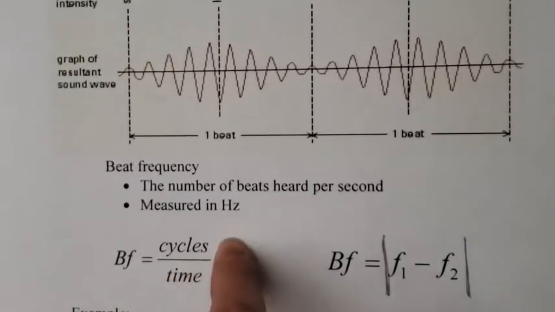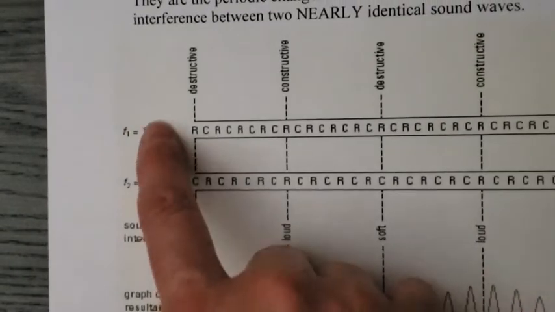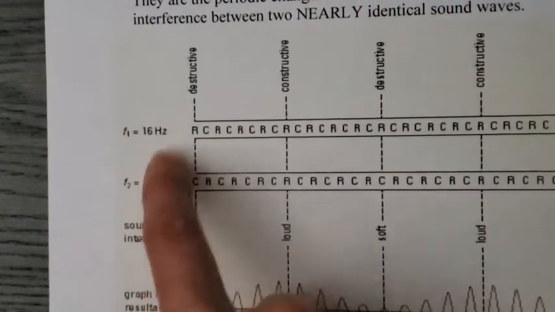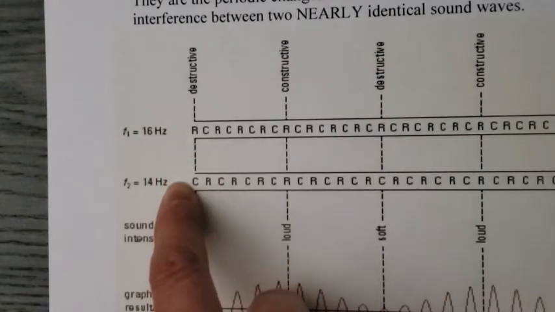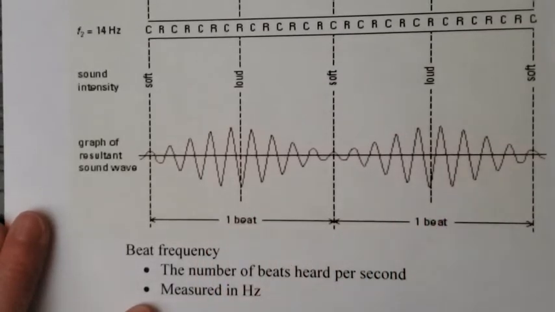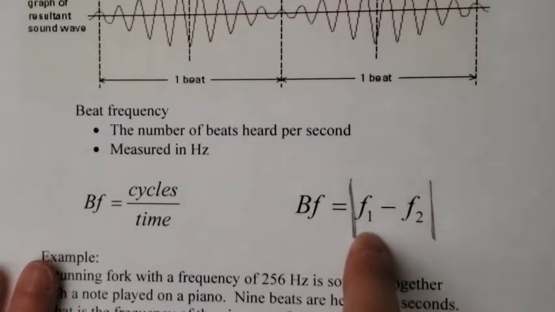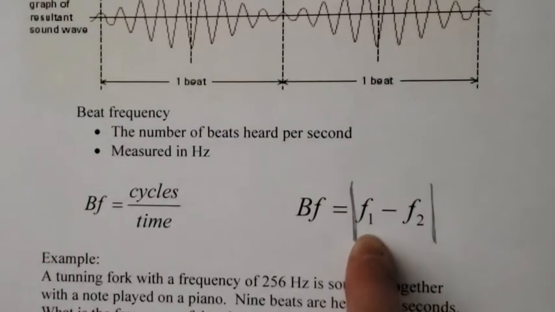One, beat frequency is the number of cycles divided by time. That's just our frequency formula. That's nothing new. This one is new. Beat frequency is also equal to the absolute value of the first frequency subtract the second. So up here, when they were 2 hertz apart, 16 minus 14 is 2. I already knew I was going to hear 2 of the beats. The other thing to note is these are absolute value signs. So if I went 14 minus 16, I still only hear 2 beats. The negative doesn't matter to us in this case.